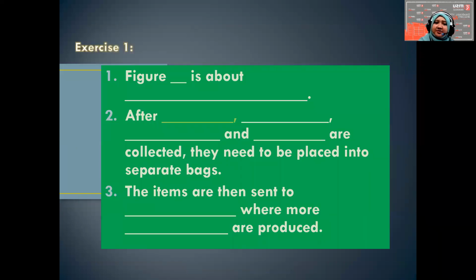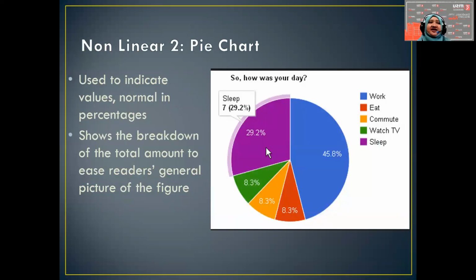Okay, next, we will skip on this. The next one is the pie chart. This is also a form of non-linear text. Sometimes we will get to see the percentage. Just yesterday I saw in our MySejahtera report that the total number of people that did not survive COVID-19 is about 1% of the world population.